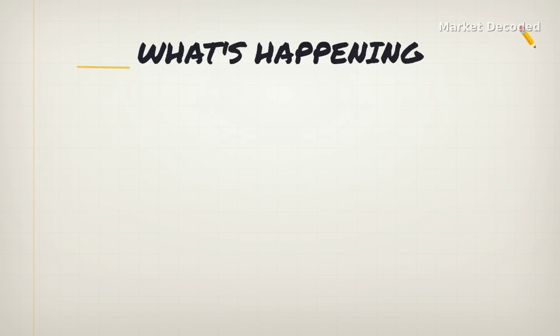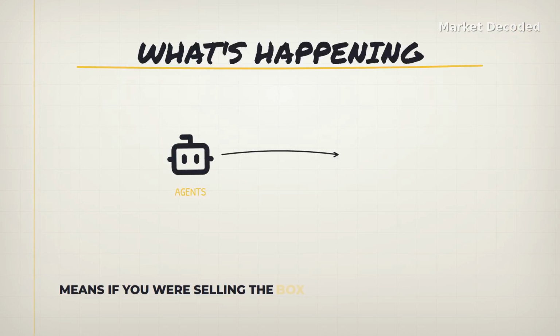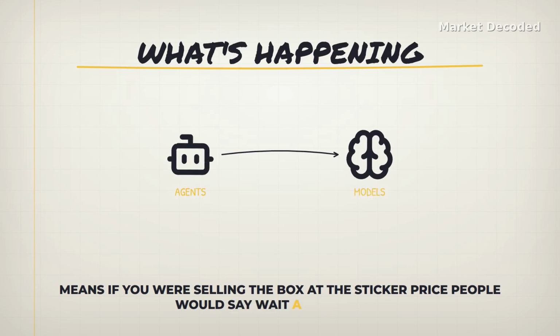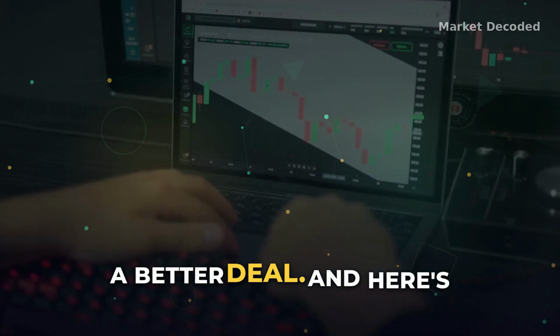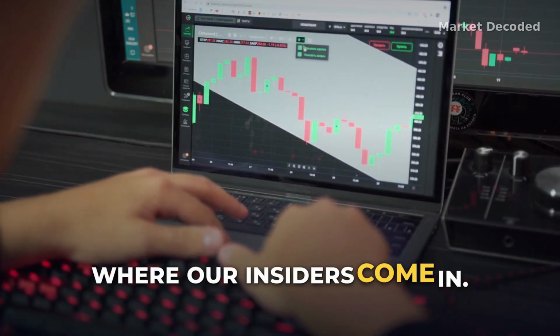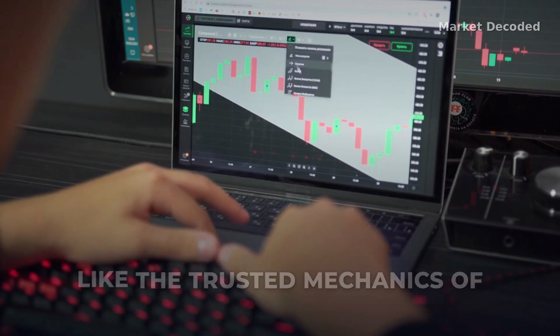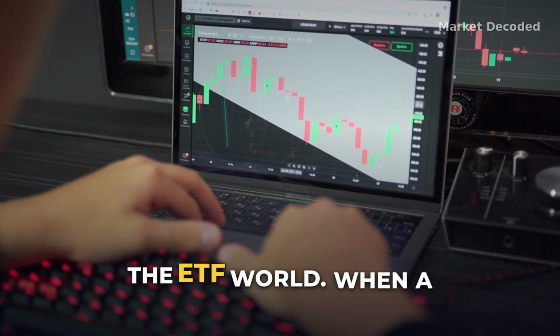That means if you were selling the box at the sticker price, people would say, wait a minute, the toys inside aren't really worth that much, and they'd probably look for a better deal. And here's where our insiders come in. Authorized participants, APs. These are like the trusted mechanics of the ETF world.